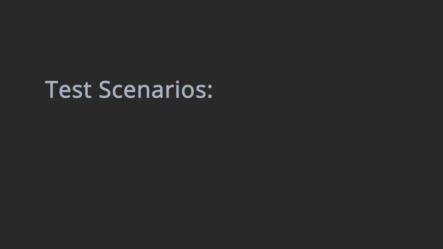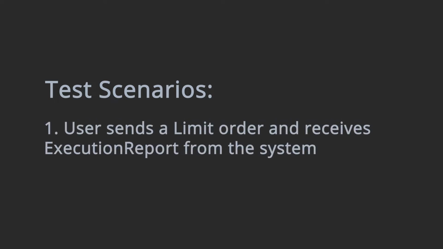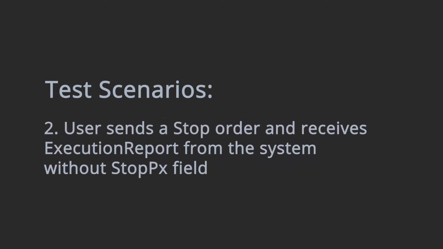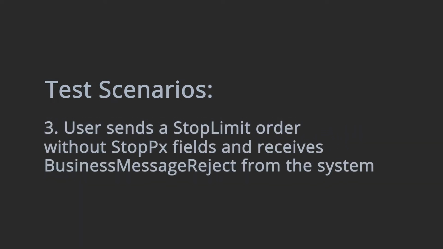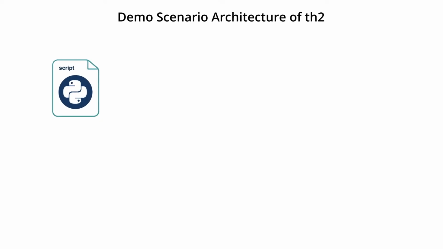In the demo example, we'll execute the following scenarios: sending a valid limit order, sending a valid stop order and receiving an invalid execution report, and sending an invalid stop limit order. Let's take a closer look at this scenario. Everything starts from the script.